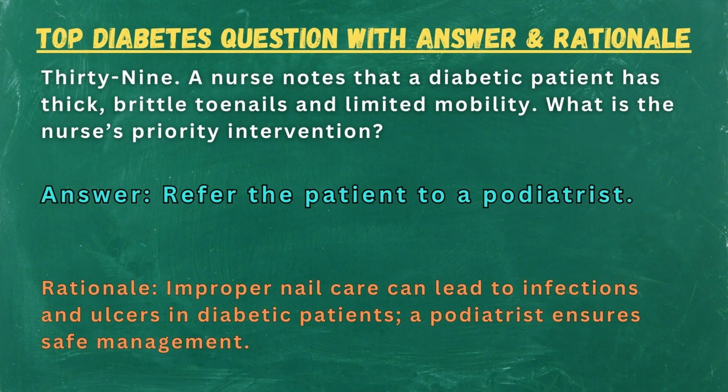39. A nurse notes that a diabetic patient has thick, brittle toenails and limited mobility. What is the nurse's priority intervention? Answer: refer the patient to a podiatrist. Rationale: improper nail care can lead to infections and ulcers in diabetic patients. A podiatrist ensures safe management.